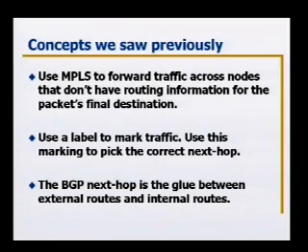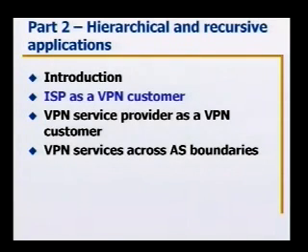So before we can even start talking about these hierarchical applications, let's revise the concepts that we saw previously. What we've seen so far is that we can use MPLS to forward traffic across nodes that don't have routing information for the packet's final destination. And we've seen that we can use a label to mark traffic, and based on that marking, pick the correct next hop. And lastly, we've seen that the BGP next hop is the glue between external routes and internal routes. So let's take a look at a scenario where an ISP is a VPN customer.